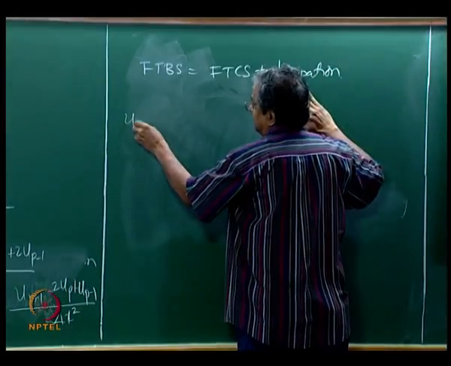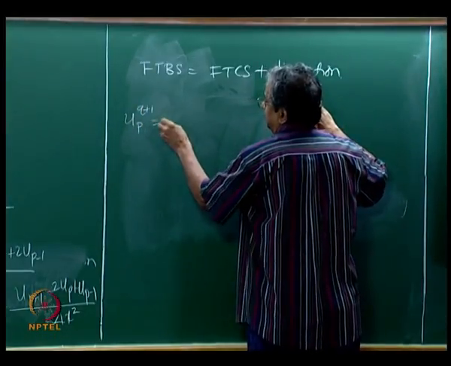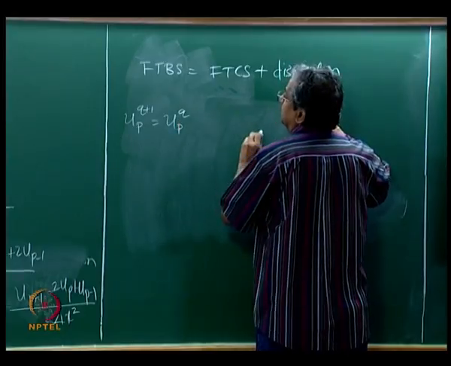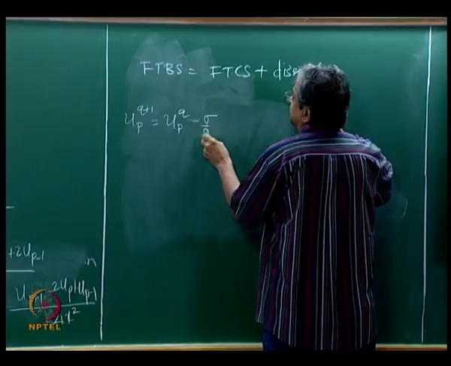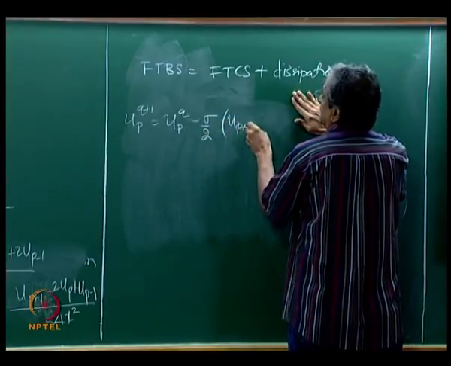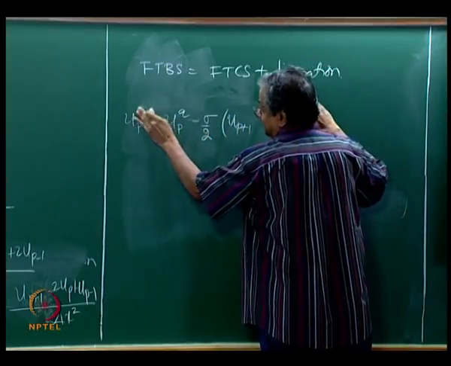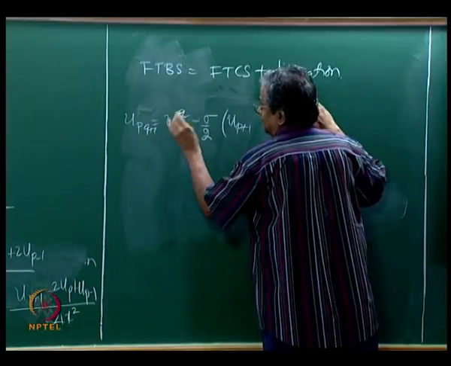So you can just basically say u p superscript q plus 1 is u p superscript q plus minus sigma by 2 u p plus 1, oh, I have gone to superscripts, suddenly gone to superscripts.